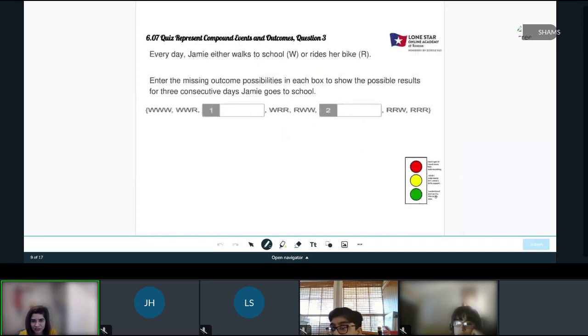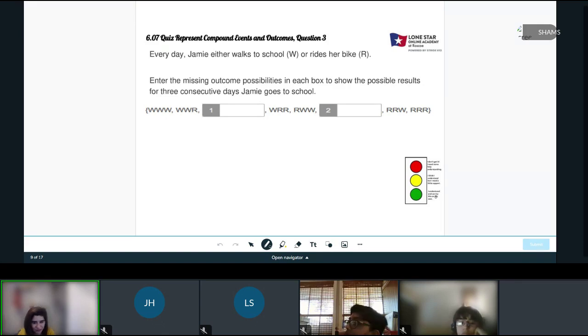Every day, Jamie either walks to school or rides her bike. You have to enter the missing outcome possibilities in each box to show possible results of 3 consecutive days Jamie goes to school. Now, there are some combinations that are missing. There are 2 combinations that are missing. One very easy way to figure out all the possible combinations is to draw a tree diagram.